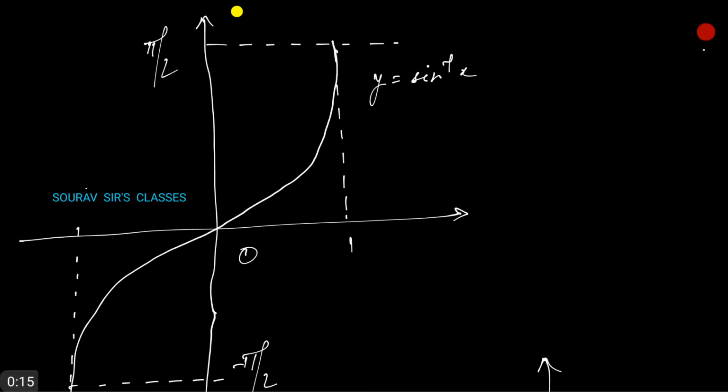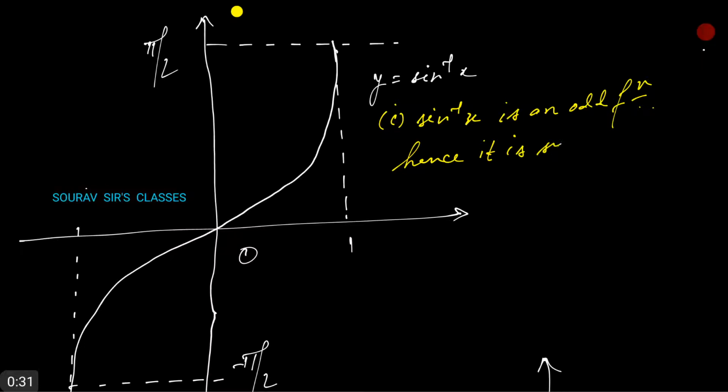Now note that one, sine inverse x is an odd function, hence it is symmetric about the origin.